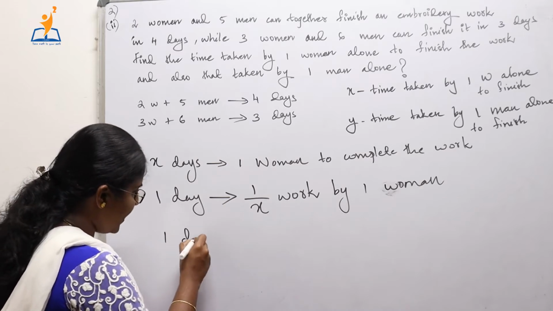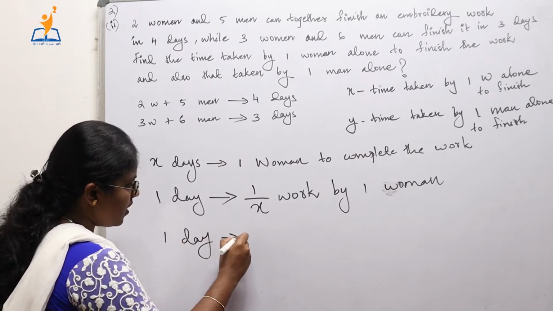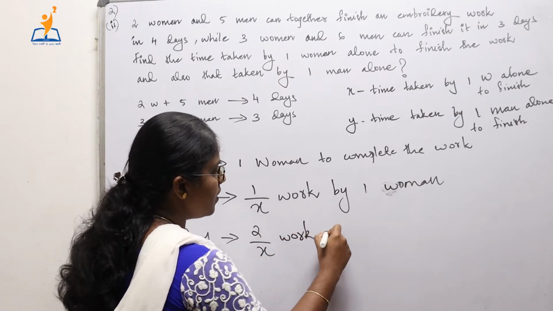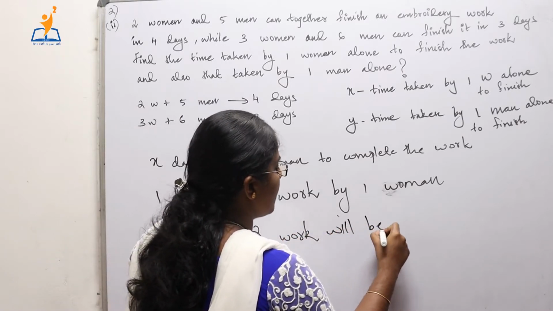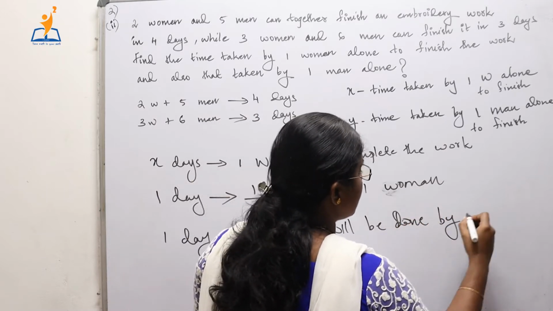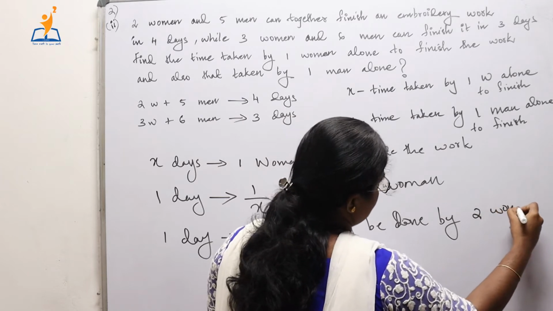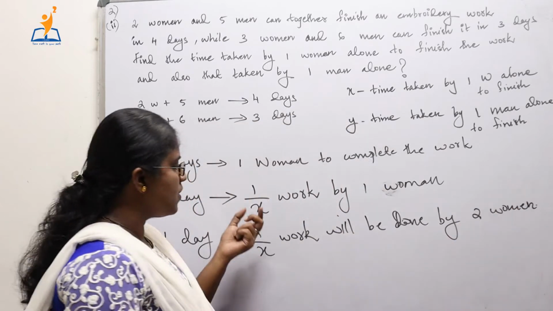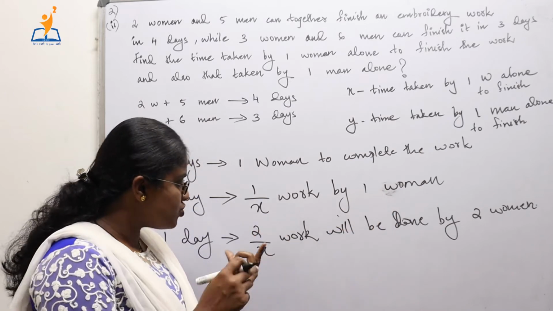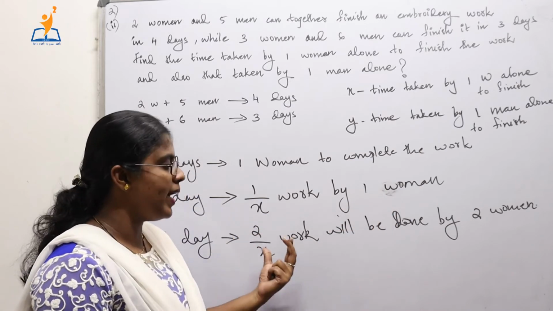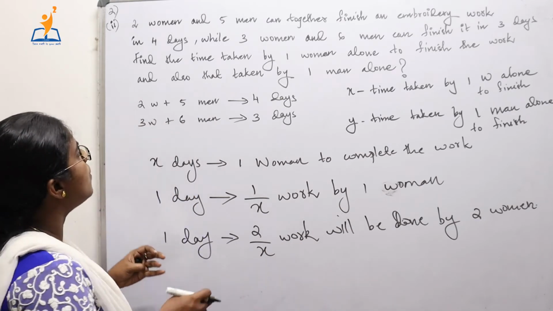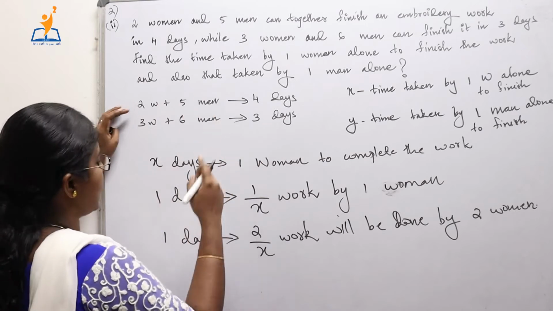So in one day, 2 by x work will be done by how many women? 2 women. Because 1 by x work will be done by one woman, so 2 into 1 by x, that is 2 by x work, will be done by 2 women. So 2 women plus 5 men.